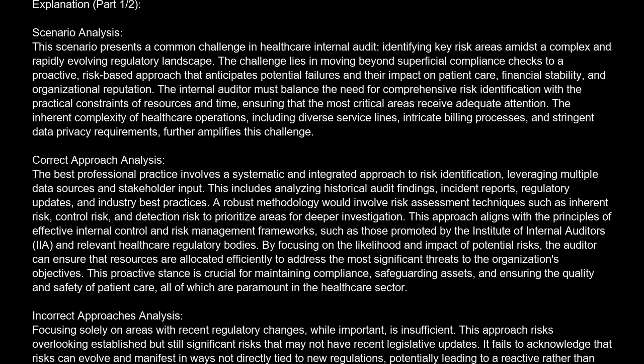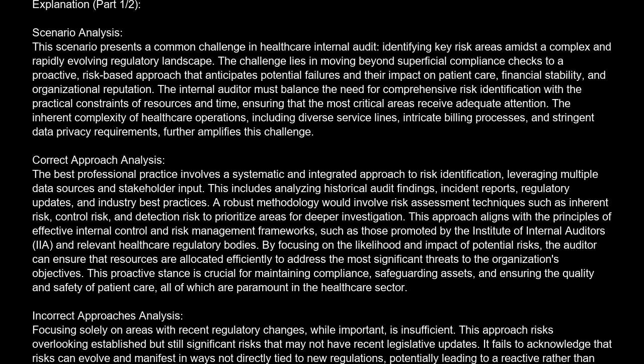A robust methodology would involve risk assessment techniques such as inherent risk, control risk, and detection risk to prioritize areas for deeper investigation. This approach aligns with the principles of effective internal control and risk management frameworks, such as those promoted by the Institute of Internal Auditors (IIA) and relevant healthcare regulatory bodies. By focusing on the likelihood and impact of potential risks, the auditor can ensure that resources are allocated efficiently to address the most significant threats to the organization's objectives.